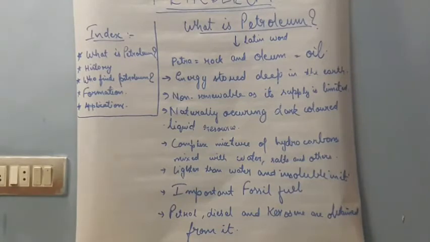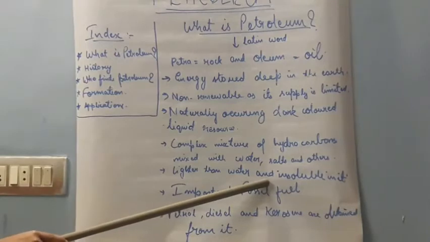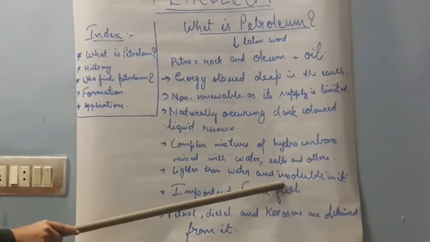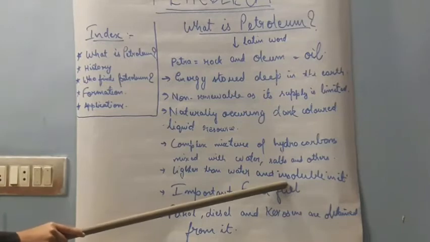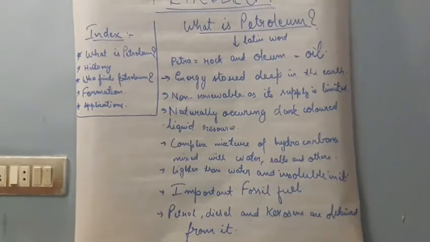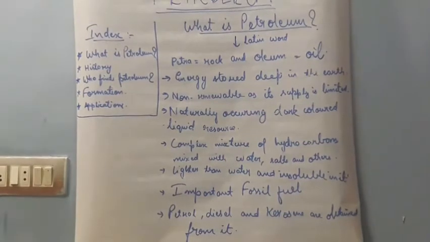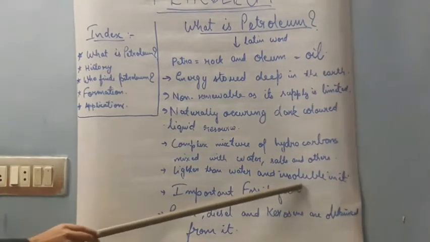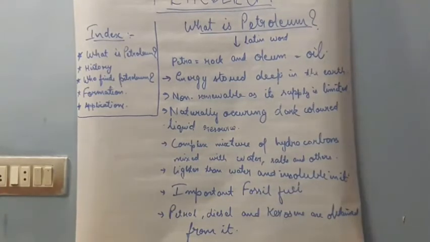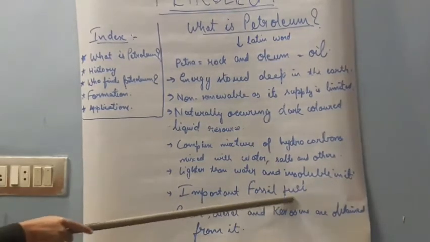And many times you may have seen, suppose in the rainy season, if due to some leakage or anything, petrol comes down on the roads, then what happens? You may have seen that on the water, petrol just shines, but it does not mix in the water. So it is called insoluble in water. Then I have already told you it is an important fossil fuel because it is used for many purposes.